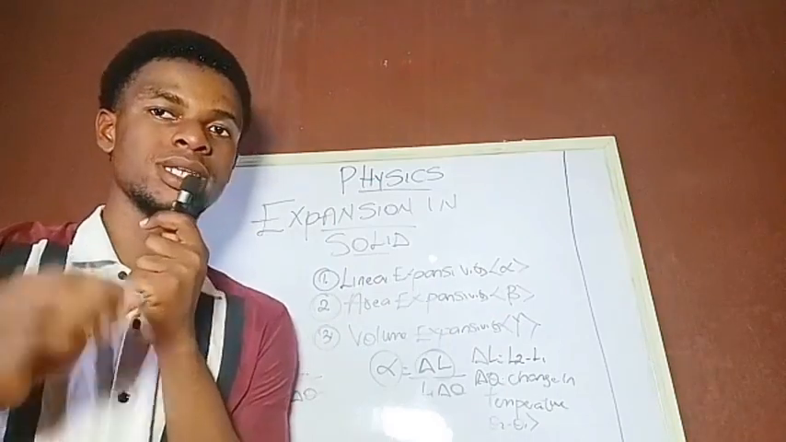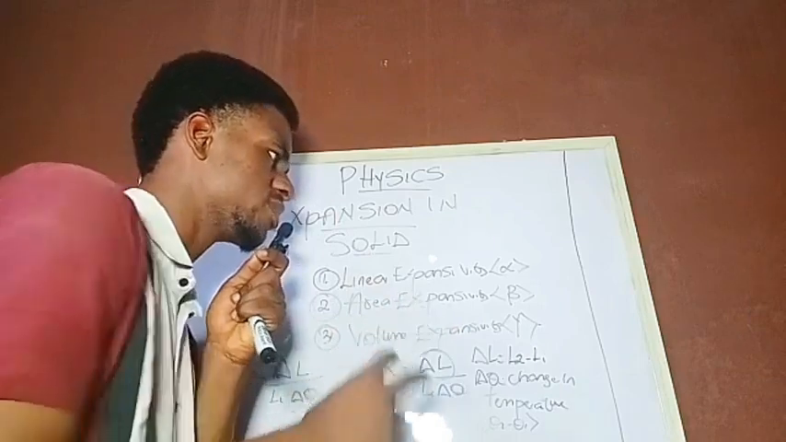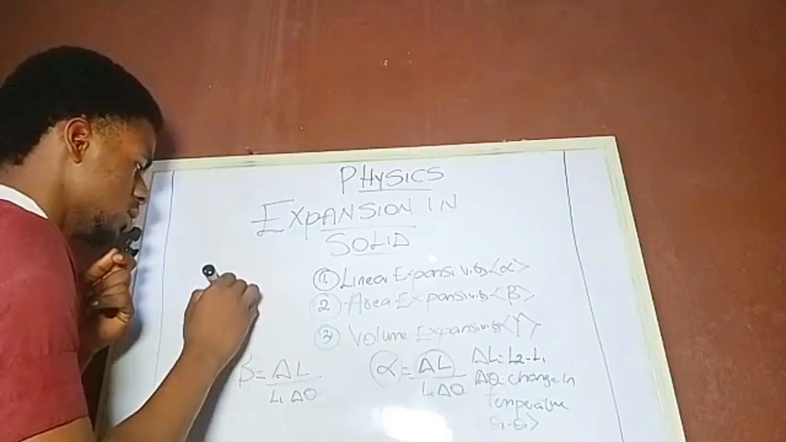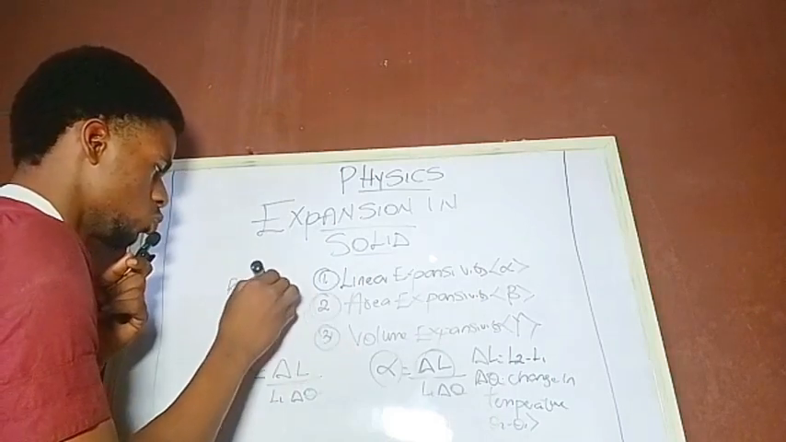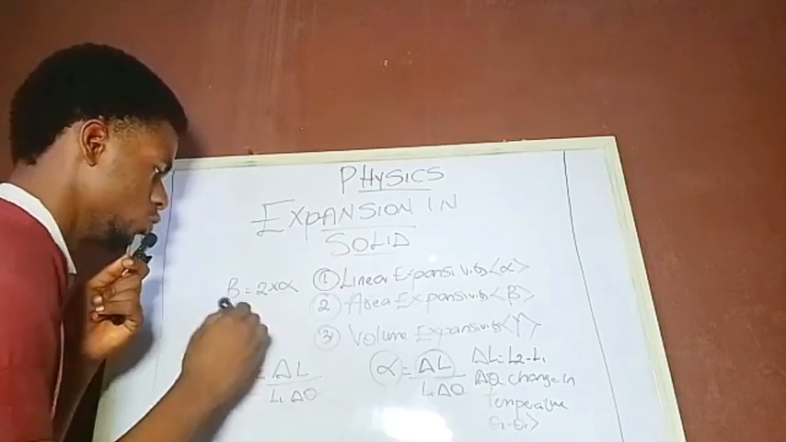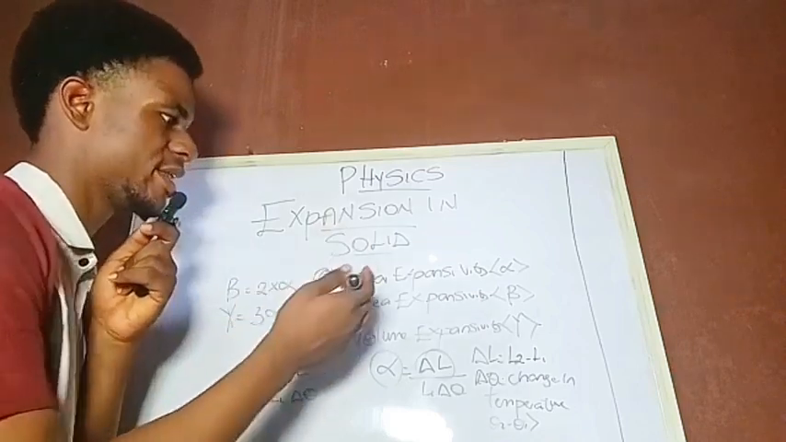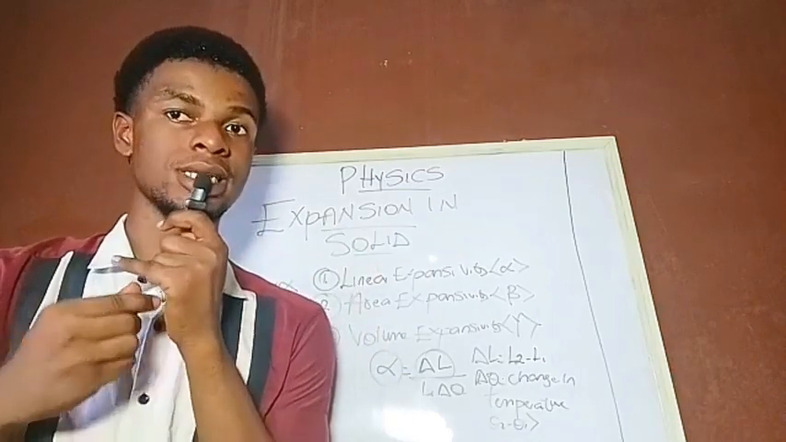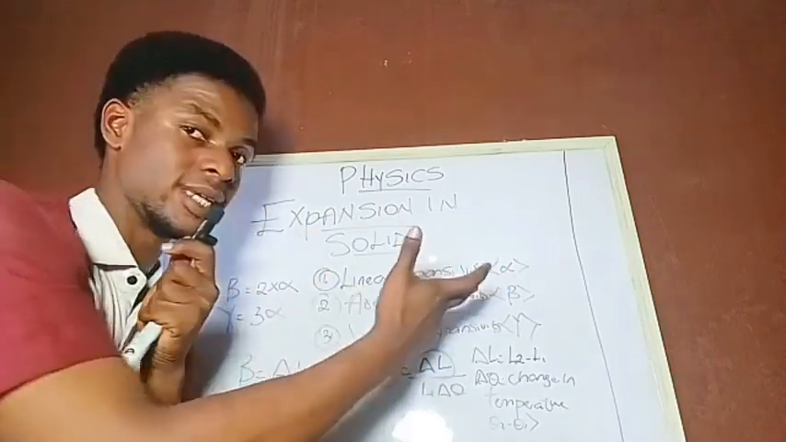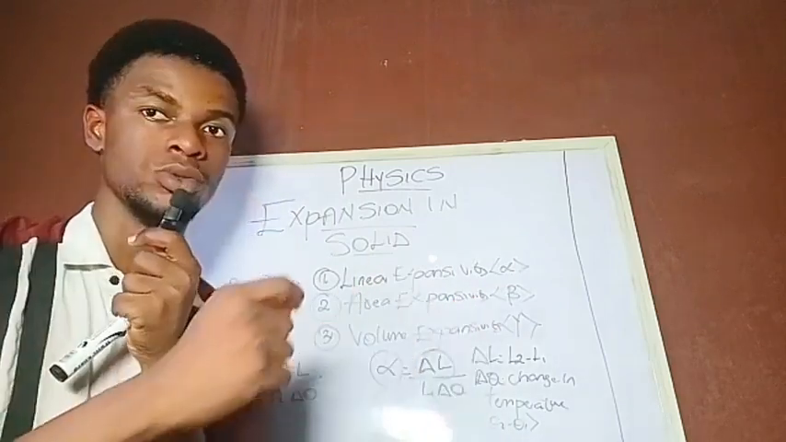The difference between linear expansivity and area expansivity is that area expansivity is 2 times the linear expansivity. So area expansivity equals 2 times the linear expansivity. In terms of volume, which is gamma, gamma is 3 times the linear expansivity. So you can still stick to the formula and just replace your alpha with either beta for area expansivity, or gamma for volume expansivity.